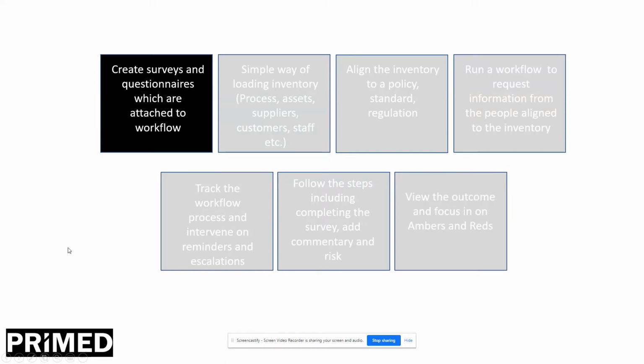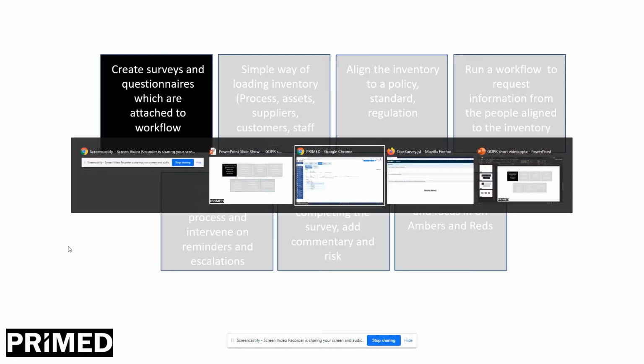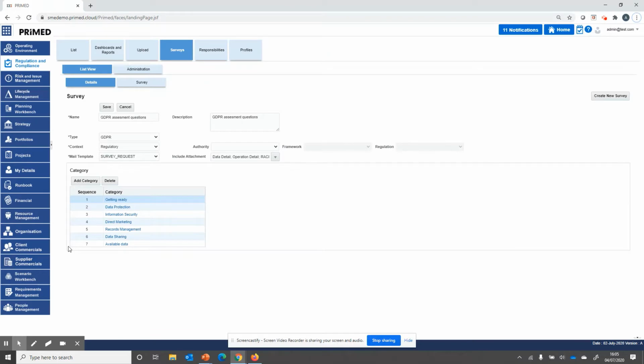Okay, the first thing I'm going to do is show you how to create surveys and questionnaires in Primed, which ultimately will be attached to workflow to send out to the individuals that maybe need to preside over processes or policies, etc. It's a very, very simple process and a very simple mechanic, but very, very powerful to get the reach into the organization. So in Primed, you have kind of a survey creation process.